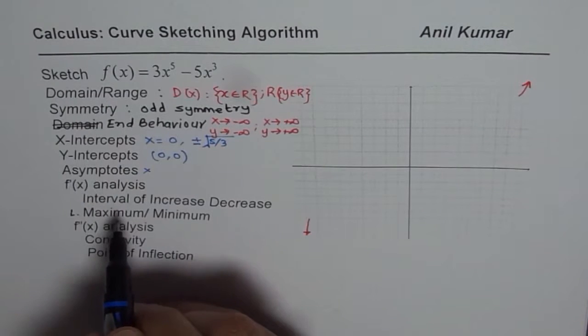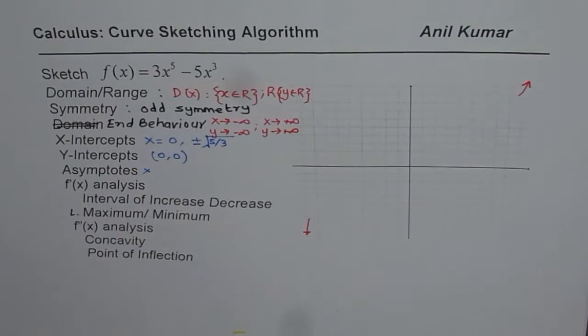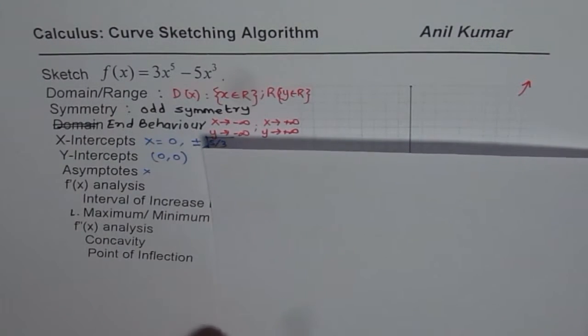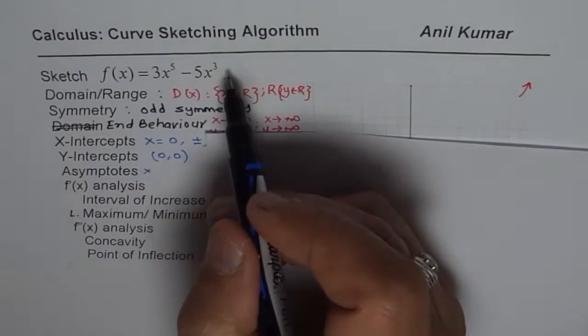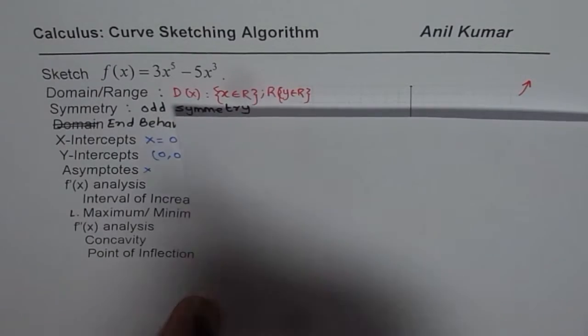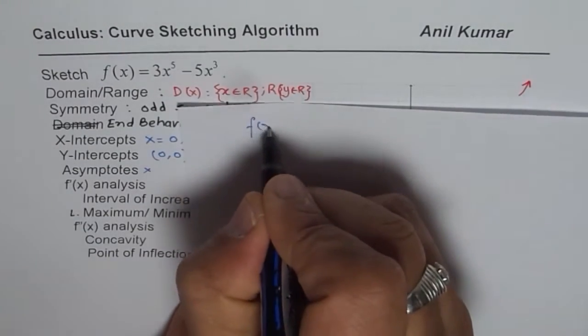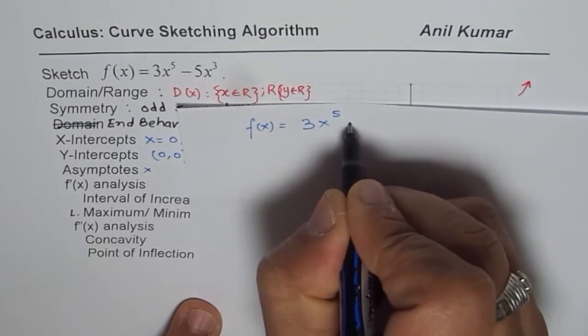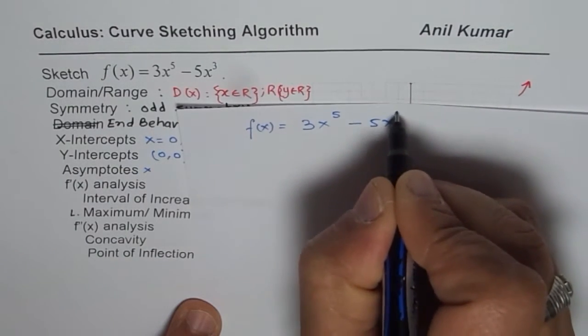about asymptotes. Now, let us find the derivatives and figure out the local maximum and minimum for the given function, right? It will not have absolute maximum or minimum, because it is going from one infinity to the other. So the function given to us is f of x equals 3x to the power of 5 minus 5x cubed.